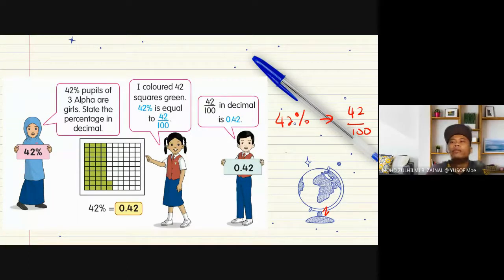Then 42 tu you change into decimals. Ada berapa zero? Look. Okay, so ada 1, 2. So 2 kali. 42 over 100 ni, 42 you have to write like this, 42.0.